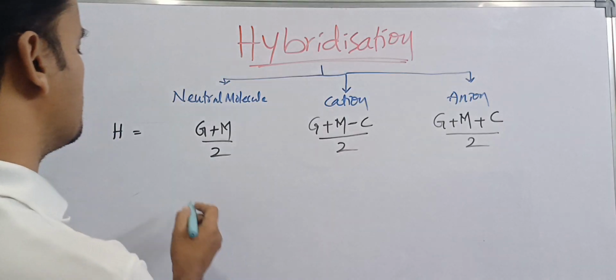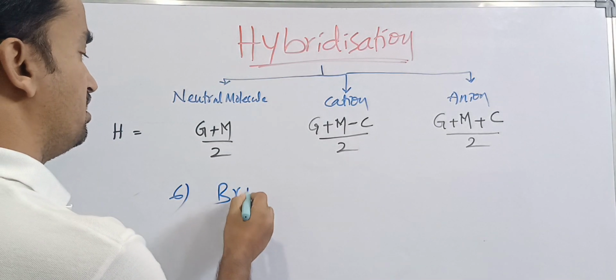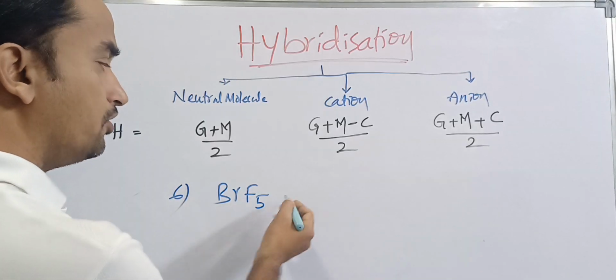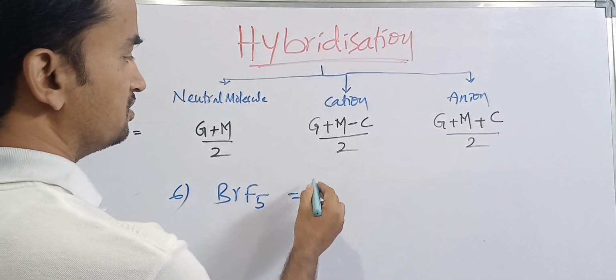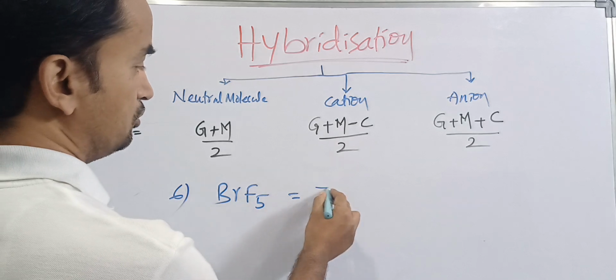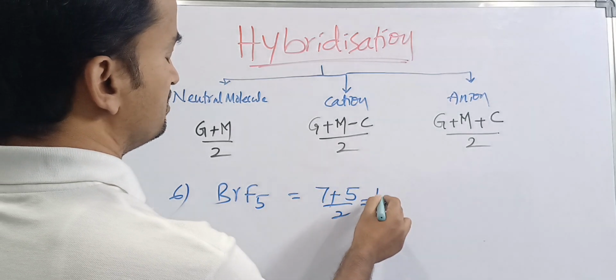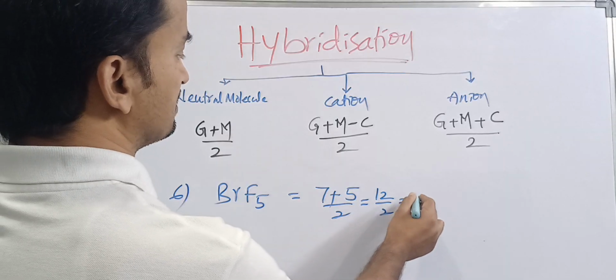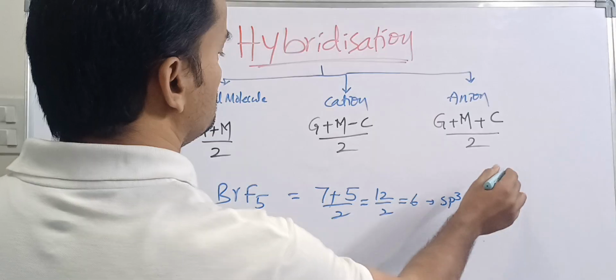Now we'll see some more examples, like say BrF5. In this case, the central atom is bromine, which belongs to the 7th group, plus the number of monovalent atoms is 5, divided by 2. Like this 12 by 2, that means 6. 6 means you will be getting sp3d2.